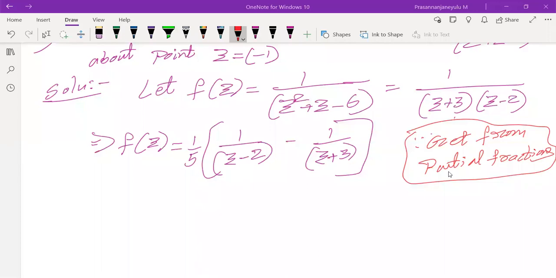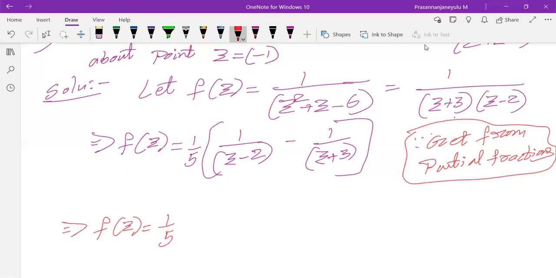1 by z minus 2. Do we have any formula for this? No. Do we have any formula for 1 by z plus 3? Then what do we have to do? Any idea? We'll split it and take common, as in the previous problem. What is the previous problem? What is that point?